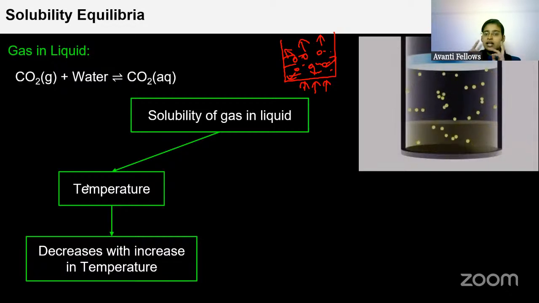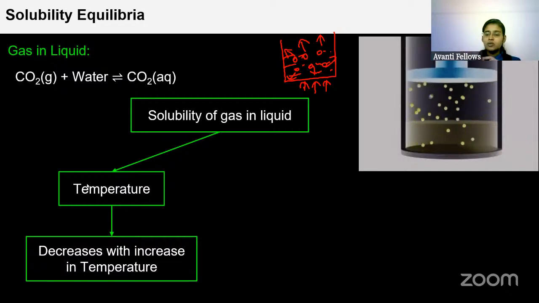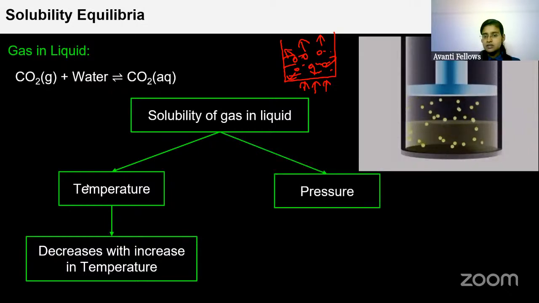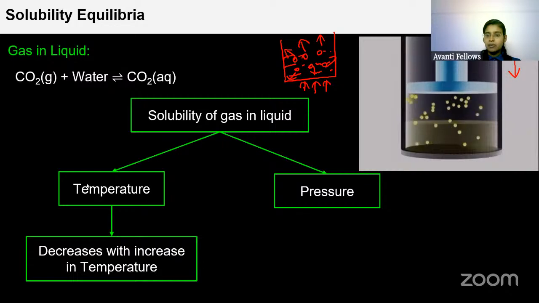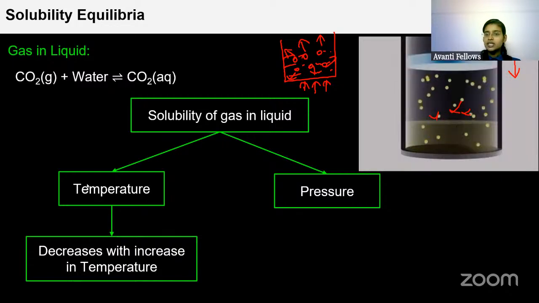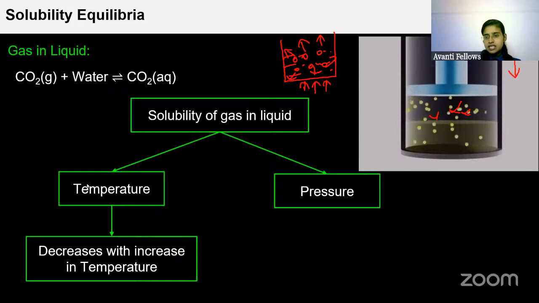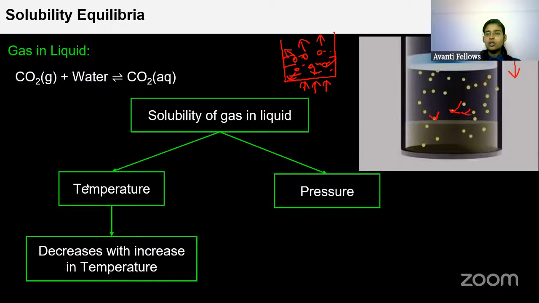Okay. And the second factor on which the solubility depends is pressure. Now here in the picture you can see we are applying the pressure using the piston. What will happen if I apply the pressure? All the gas molecules come closer to each other, and if they come closer to each other, they will get dissolved completely inside the water. Okay. So if the pressure is more, then the solubility increases.